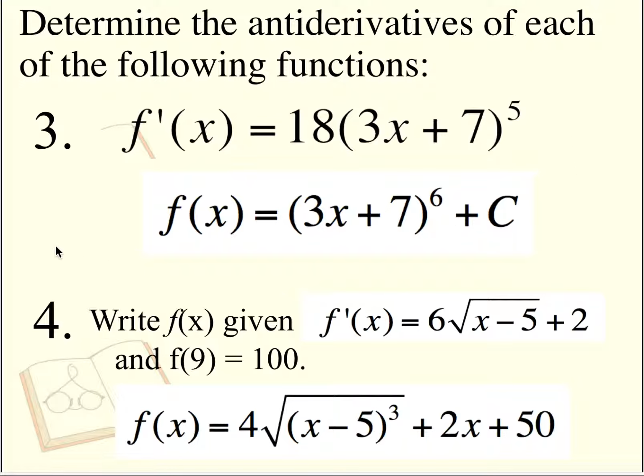And then in number 4, you were given a point on the graph, and that was used to help you solve for c. So you probably changed your square root to the 1/2 power and did the antiderivative rules. Your simplified answer could have also been x minus 5 to the 3/2 power. Your c value should have been 50, and that's what it looks like in simplified terms.